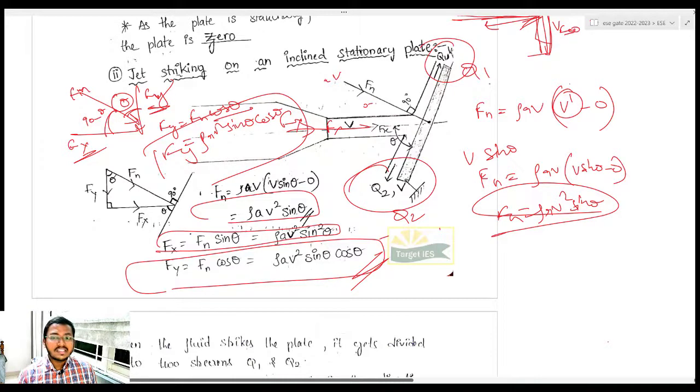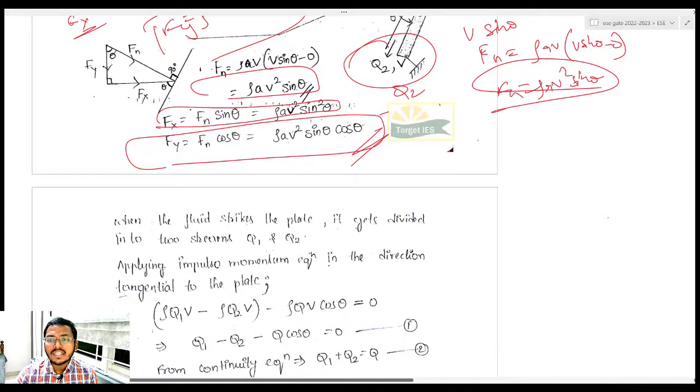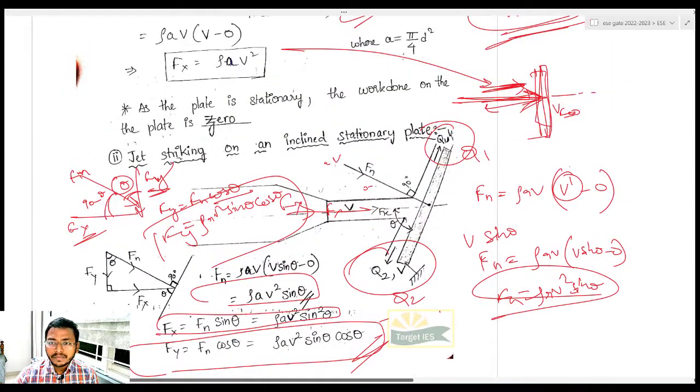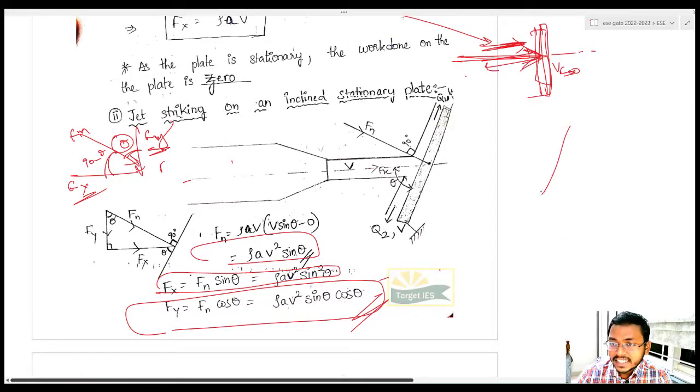Okay, so what is the discharge? It is coming in one direction, another direction. We have to find it out. How to find it out? We will use the same equation, the impulse momentum equation, along this tangential to the plate. Okay, you know what is normal and what is tangential, right?